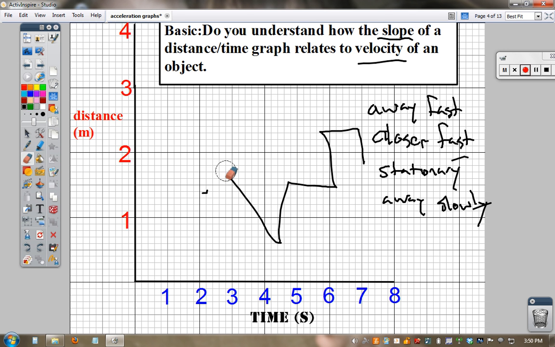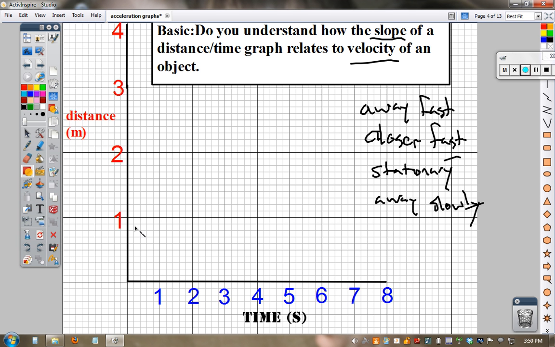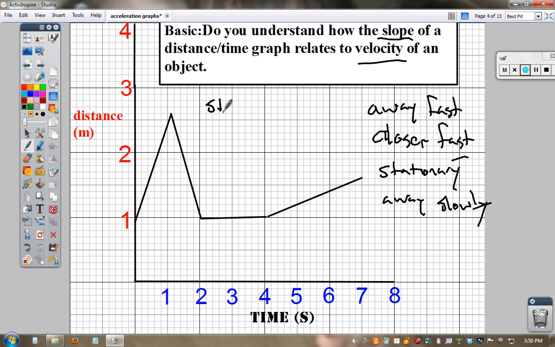Here's the answer. Away fast means distance is increasing quickly, steep slope. Closer fast. Stationary means it's not moving, no change in distance, and then away slowly. So in summary, steep slope equals fast. Flat slope equals slow. No slope, well, that equals stationary, not moving.